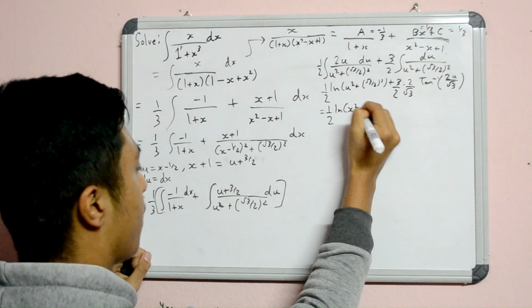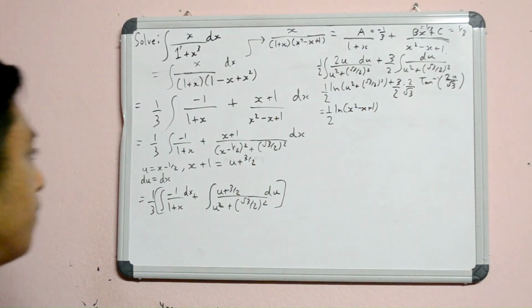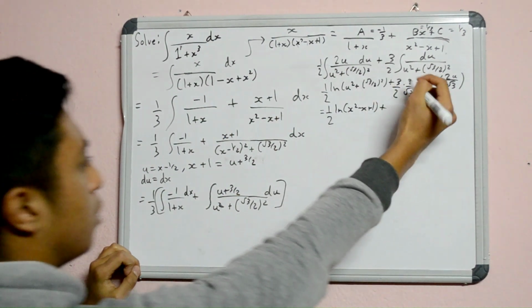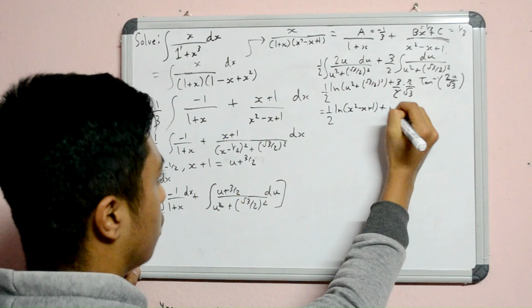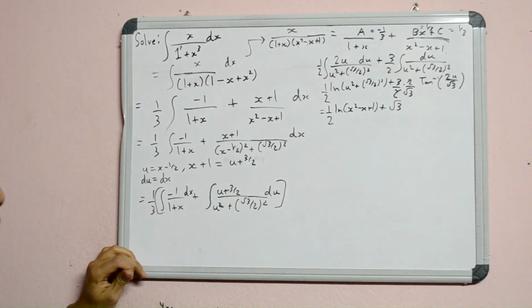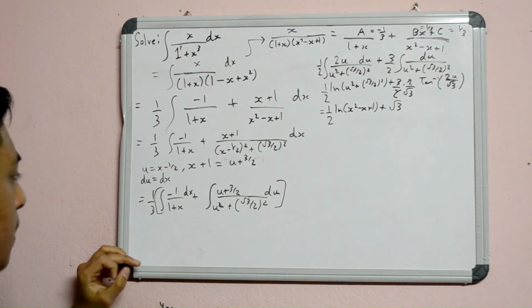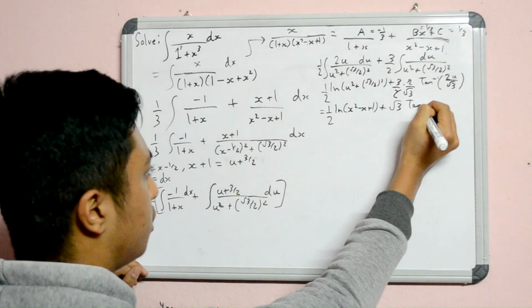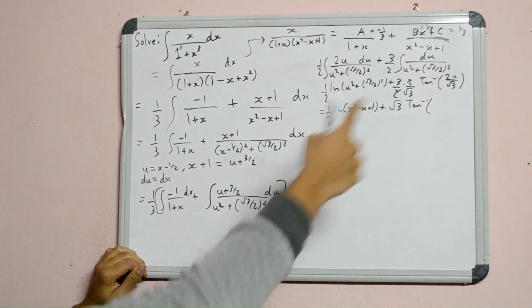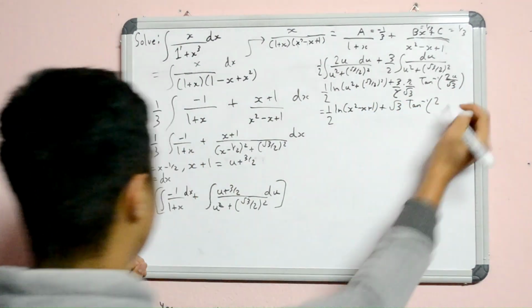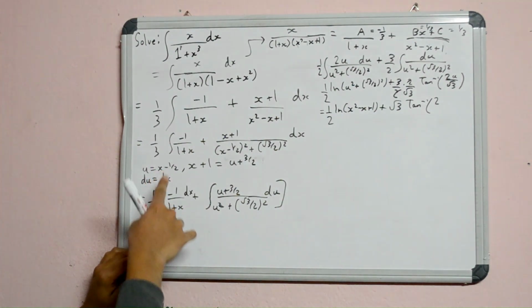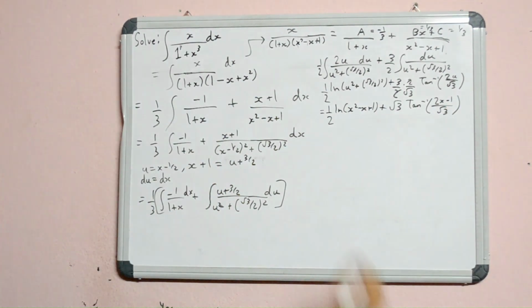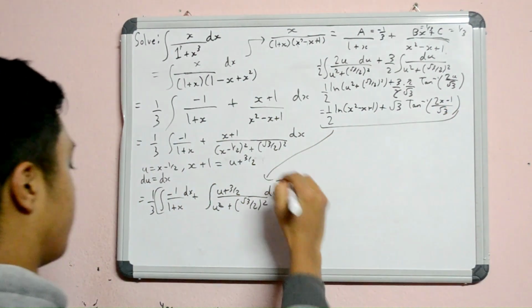So this is just log natural of x square minus x plus 1 plus 3, 2 to cancel, root 3 you can also cancel that. So this is root 3 tangent inverse of 2u, which is 2x. 2 just multiply 2 on both sides, you'll get 2x minus 1 by root 3. Now we just have to put this in here.